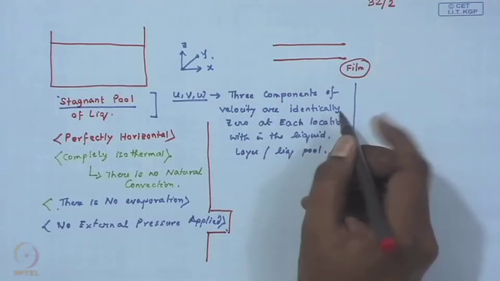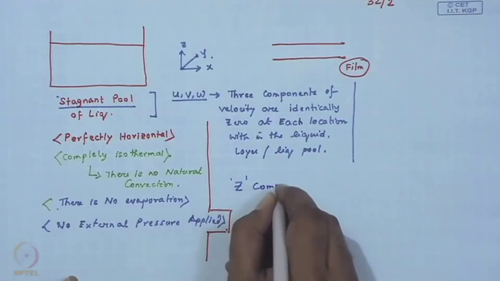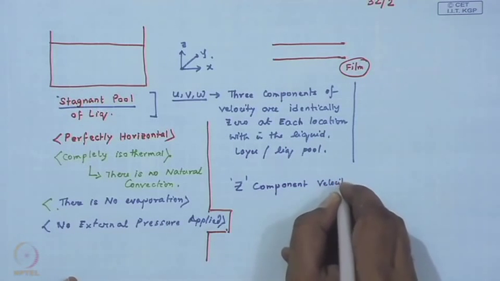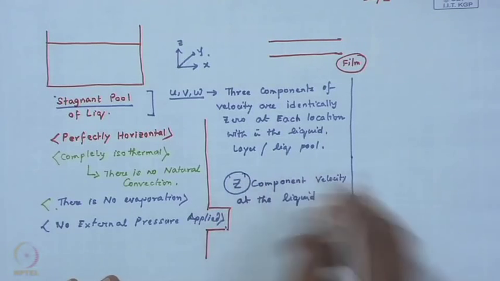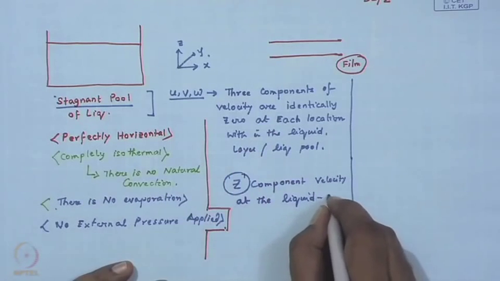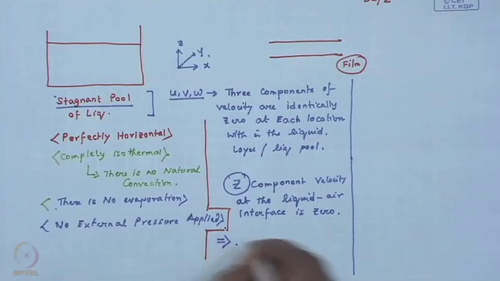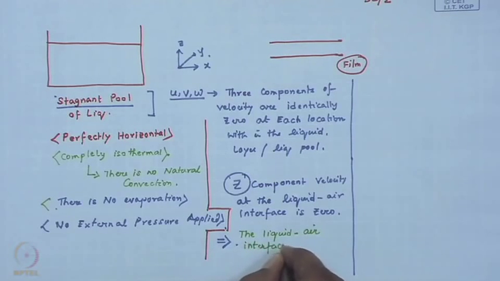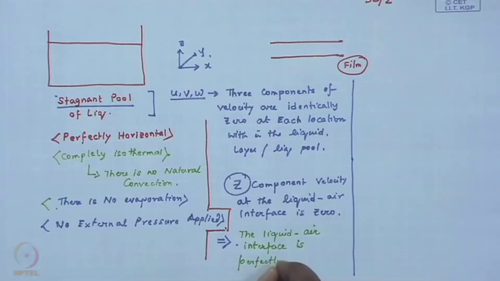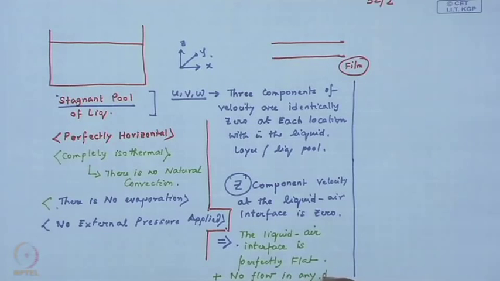The 3 components of velocity are 0 at every location, which means that the z component velocity, because this is important, as well as the other components of velocity, of course, at the liquid air interface is 0, which implies, and this is a perfectly valid picture, that the liquid air interface is perfectly flat and there is no flow in any direction.